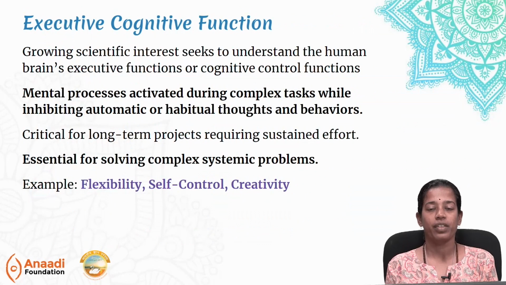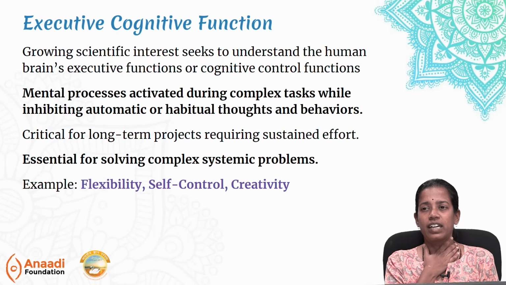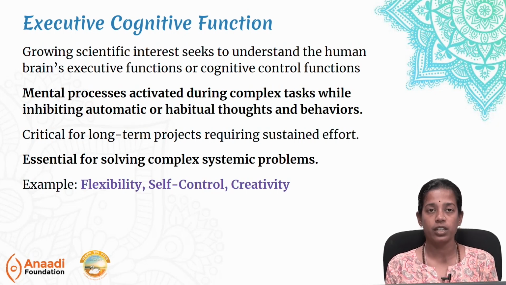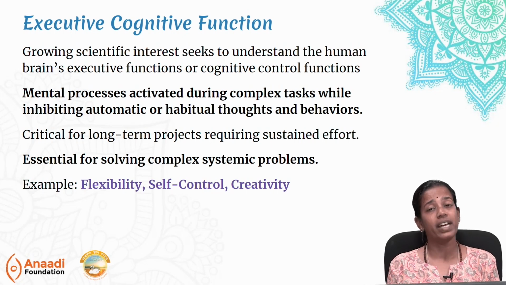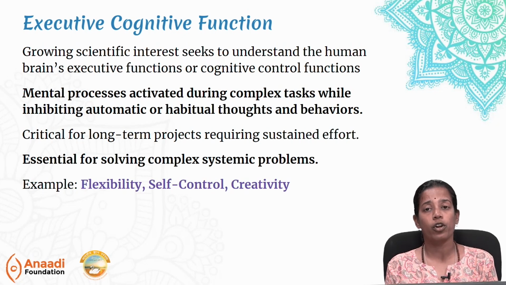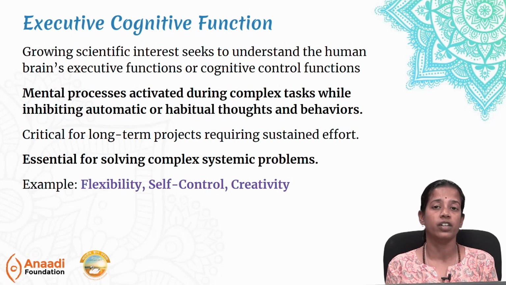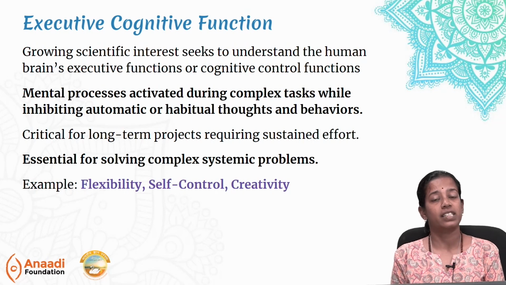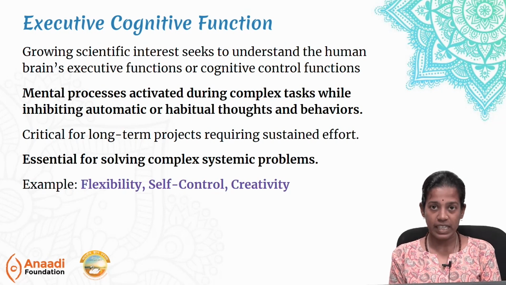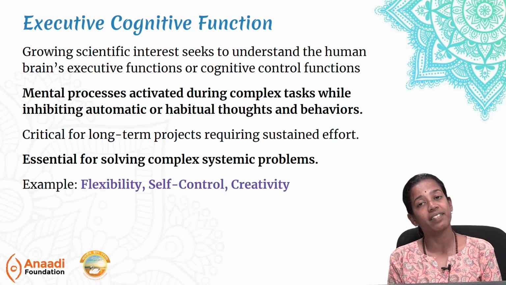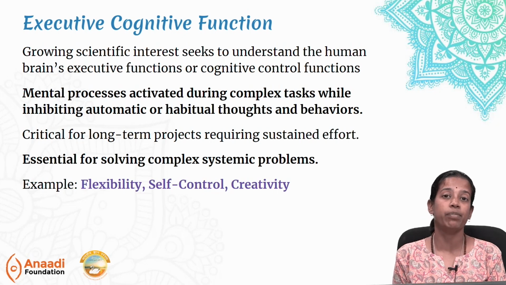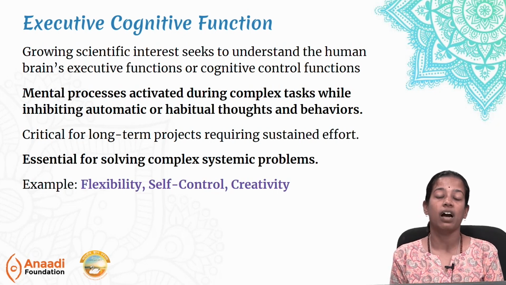Okay. Now, another aspect of cognition is that of the executive cognitive function. In recent times, there has been an umpteen number of studies happening in this particular segment of knowledge. So, we will try to understand why it is important. Another name for executive function is cognitive control functions. If a person is said to have a good executive cognitive function, that means the mental processes that are activated during complex tasks will go on, but at the same time automatic or habitual thoughts and behaviors are also inhibited.